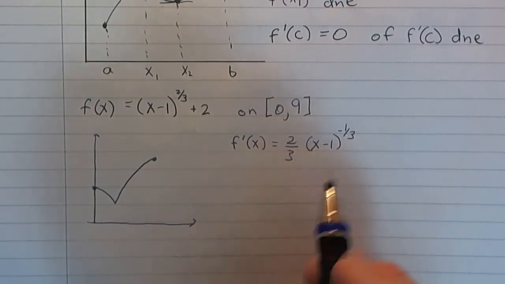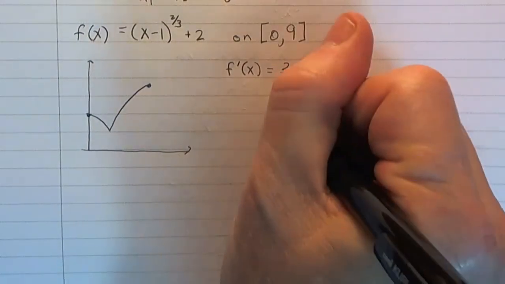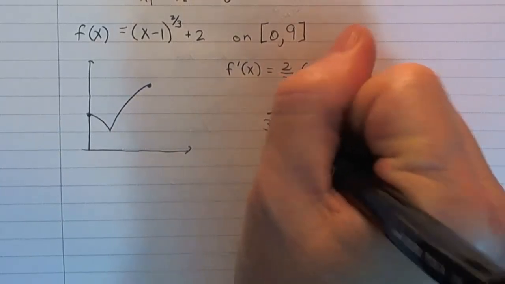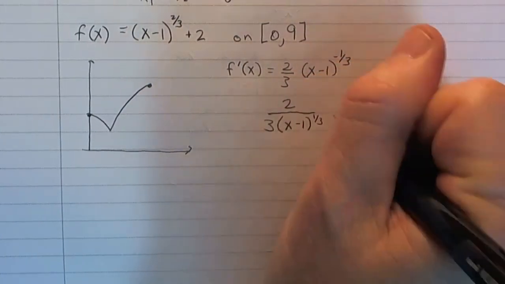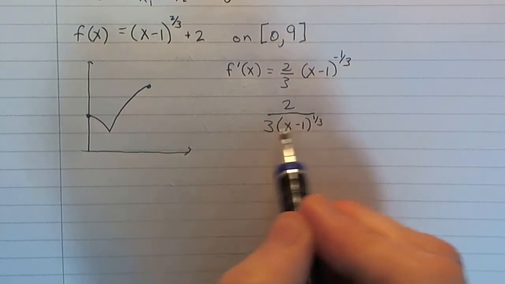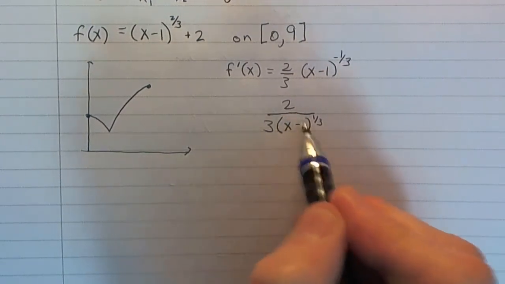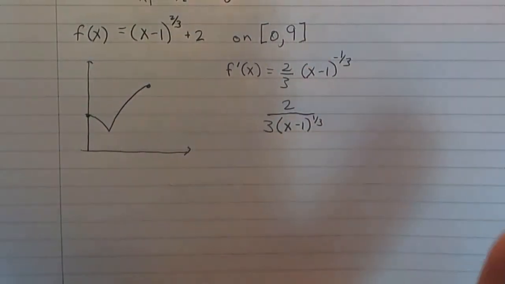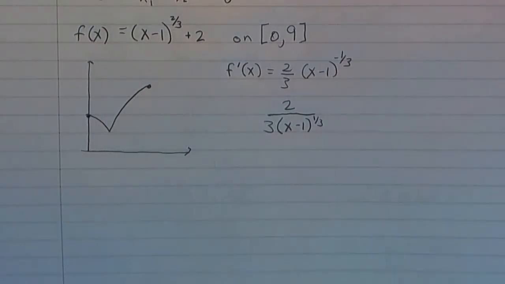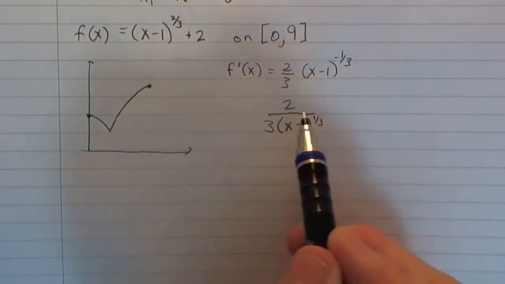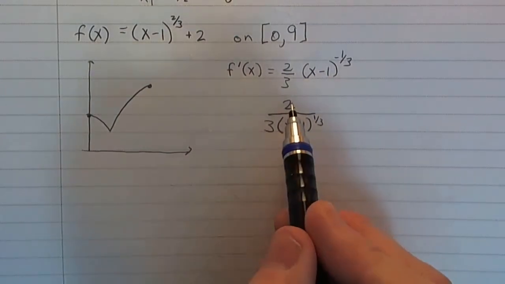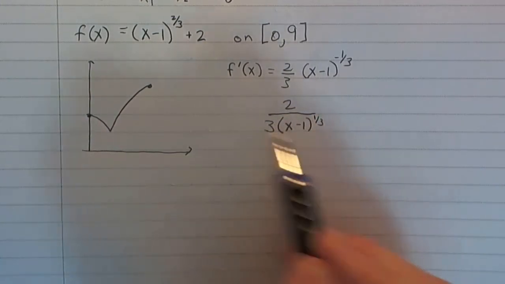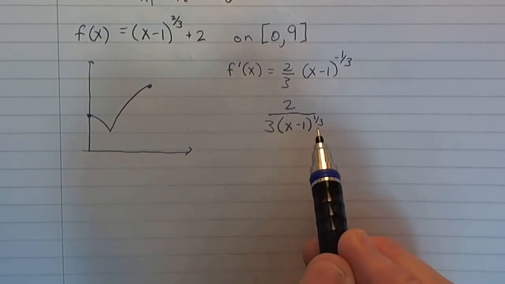Now, I want to find my critical values. So let me write it this way: 2 over 3 times (x minus 1) to the 1/3. If I set this equal to 0, nothing is going to make this 0. Normally, if we have a derivative and want to find where it is 0, we would set the numerator equal to 0 and solve. But here I've got 2 divided by this thing down here. This can never be 0. We can't divide 2 by anything and get 0.